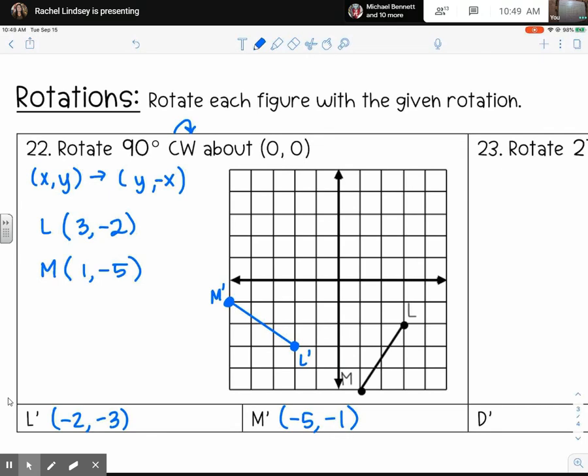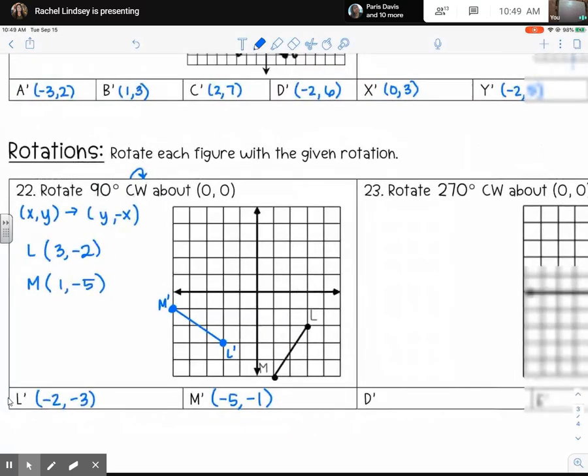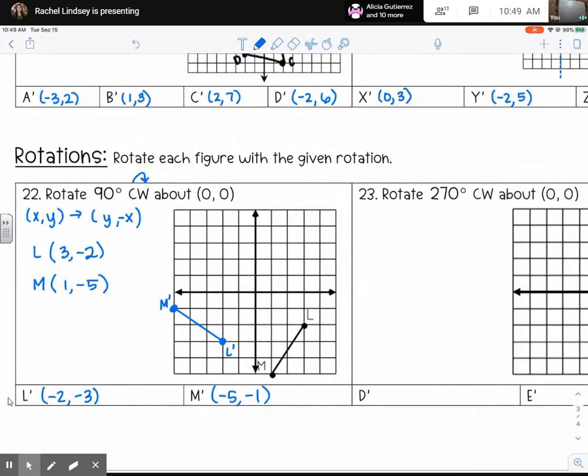What's easier to you, which way to do it? Patty paper or the rules? In my opinion, patty paper's the easiest way to do it. It's little to no having to think about it. You either turn it, flip it, or slide it.